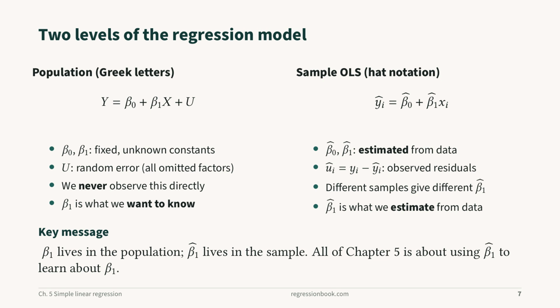2 levels, 2 notations. The population model wears Greek letters: fixed unknown constants and a random error, never observed directly. The sample regression wears hats: estimated coefficients, observed residuals, different values in every sample. The key message at the bottom is the chapter in one sentence. The true slope lives in the population, the estimate lives in the sample, and our task is to use one to learn about the other.